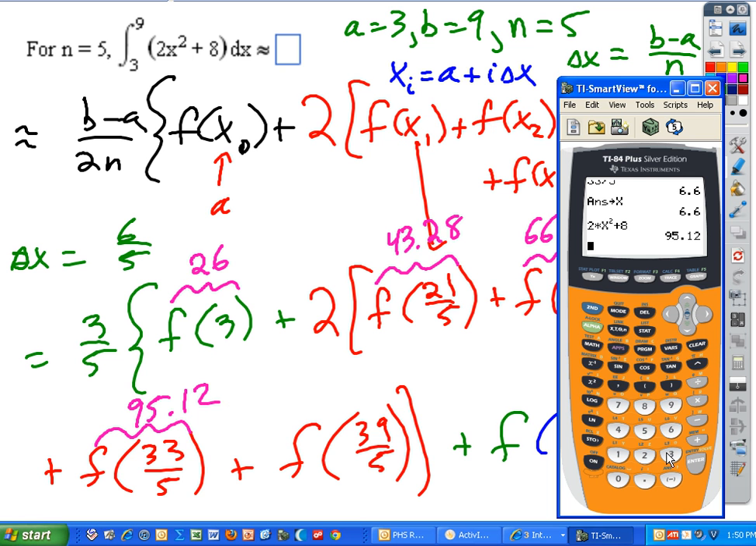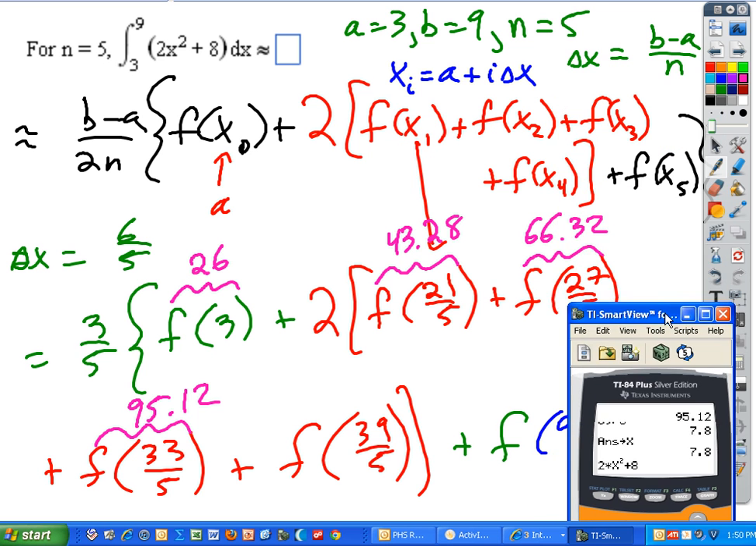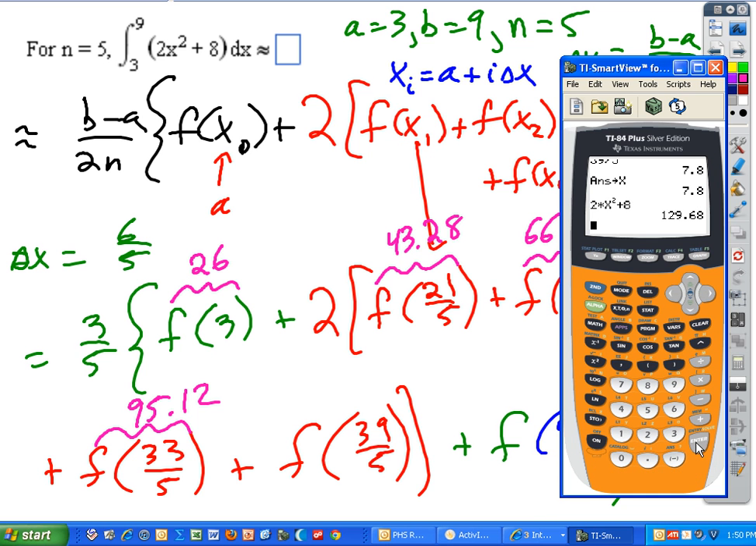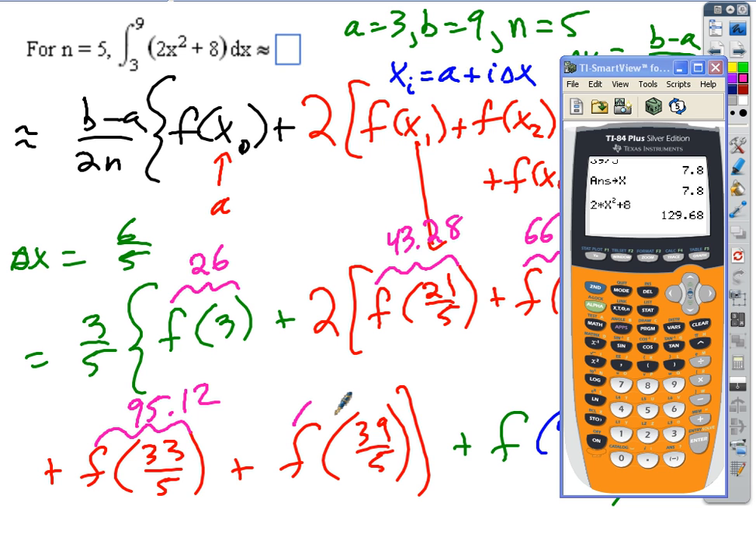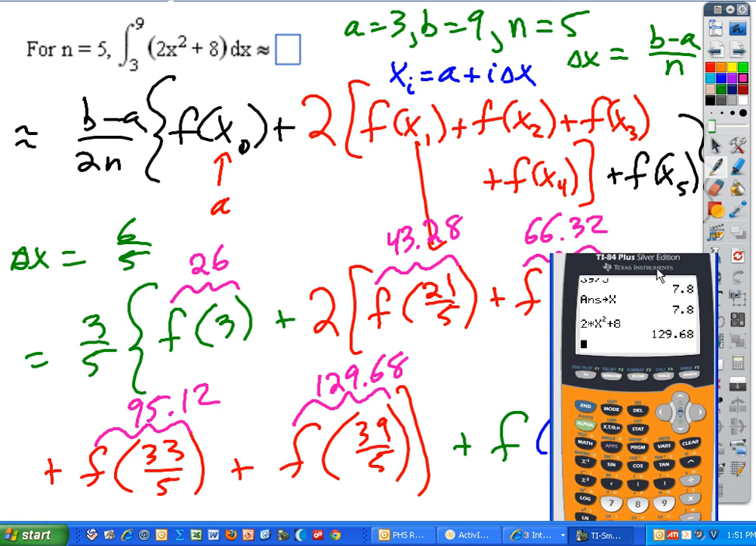What was the math? What's the 66 one? 66.32. And then this one is 129.68. And then finally, f of 9. Let's just do that one manually. 81 times 2, so we get 162, 170, yeah. So this one's going to be 170.